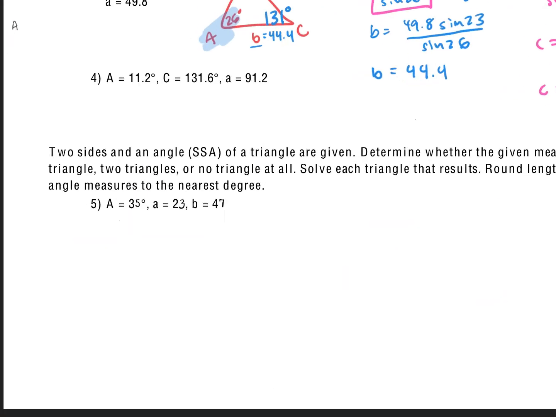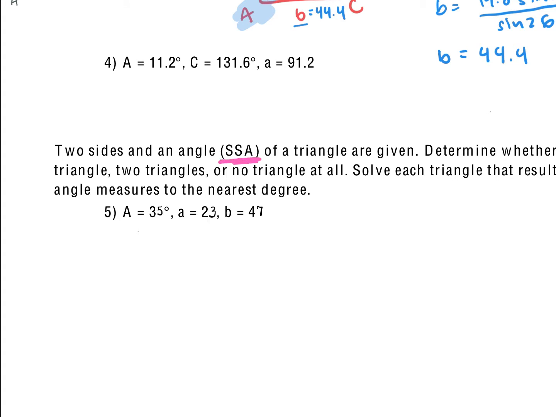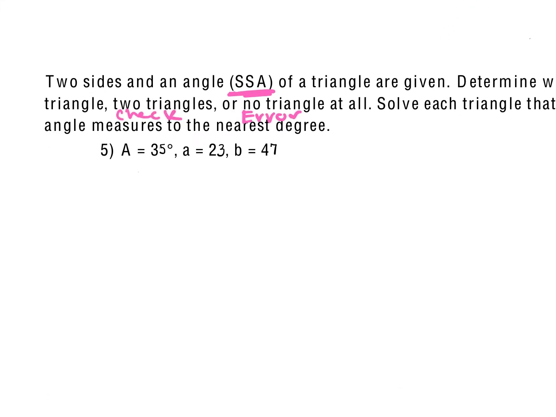Let's do 5. So any time that we're only given side-side-angle, we might have one triangle, two triangles, or no triangle. So if we get an error, that means we have no triangle. If we have one triangle, we always have to check for 2. So let's solve for our triangle. Since my triangle is not drawn for me, I can draw it myself. So I have A, which is 35, little a, which is 23. Make this B and this C.